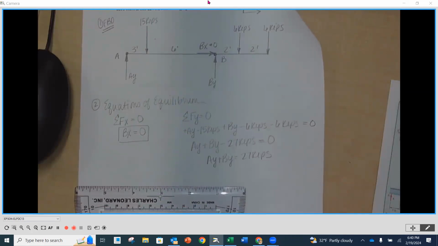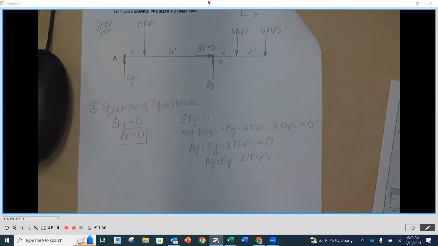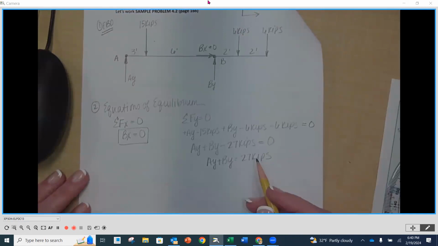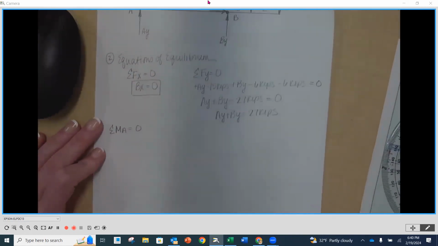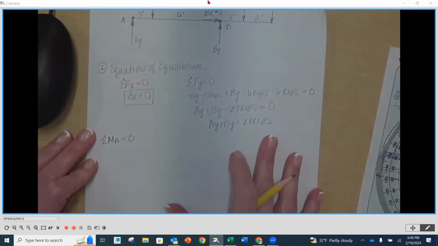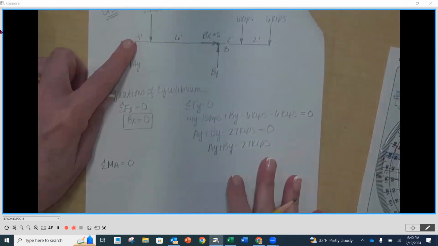So we're going to sum our moments, right? What point do we want to go around, A or B? A, sure. Or B. You could do either one, all right? I tend to start on the left because that's the way you kind of read, right? Let's sum our moments around A to then solve for our BY. So sum moments around A equal to 0. And I'm going to kind of go back and forth, but I want to be sure you can see this. So I'm going to put my finger on A.